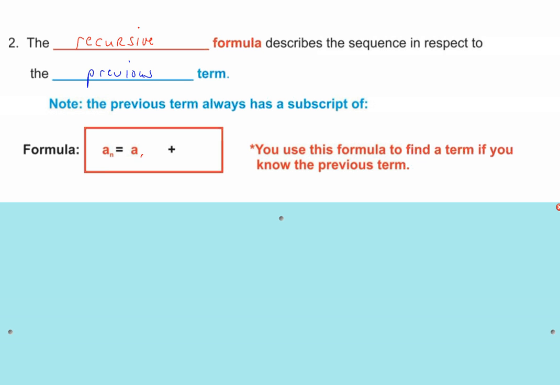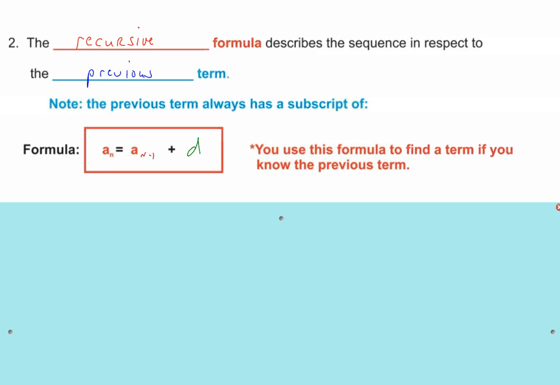So again, the formula is a sub n equals a sub n minus 1, where a sub n minus 1 is the previous term, and then of course you have to add in the common difference, right? So you're adding in d.